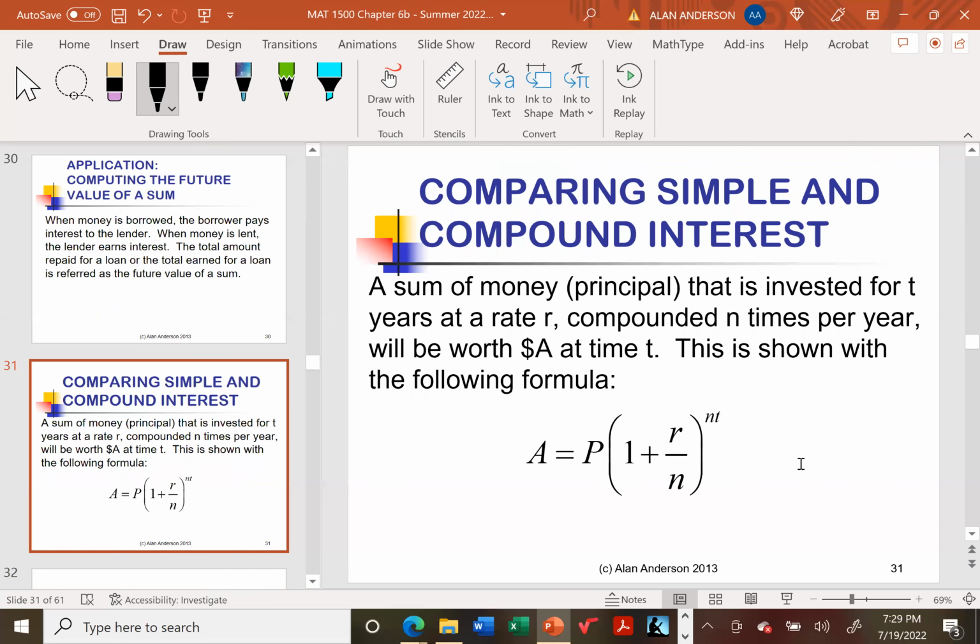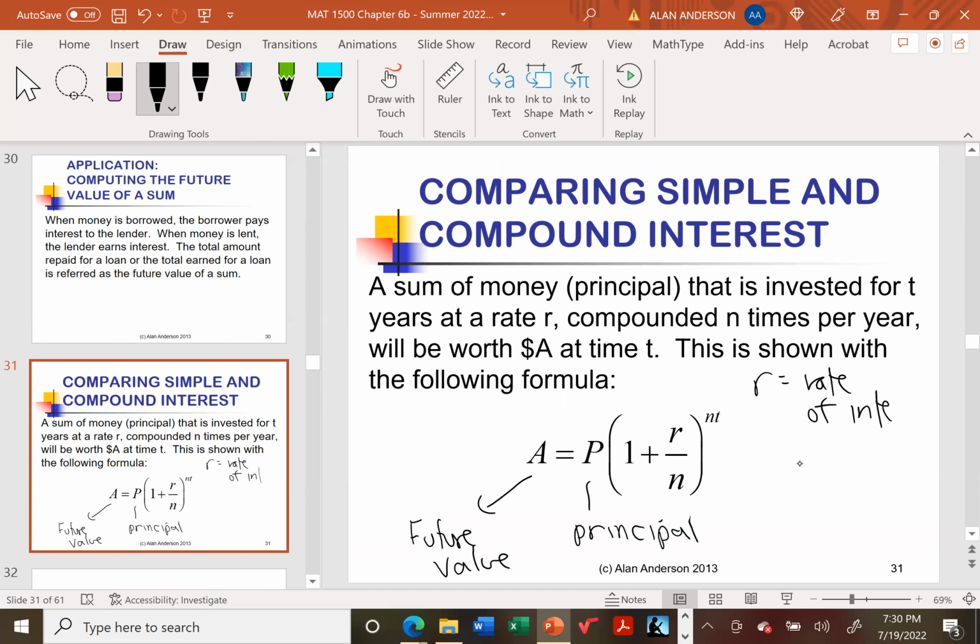Now, there's a formula for this. And here's what's happening. The P is the principal. This is the amount that was either borrowed or lent. A is the future value. Now, R is the rate of interest.